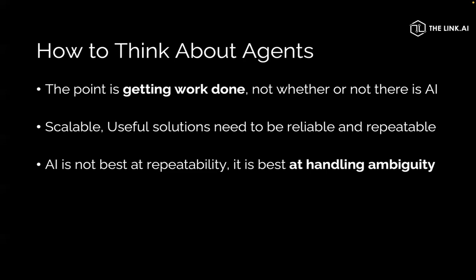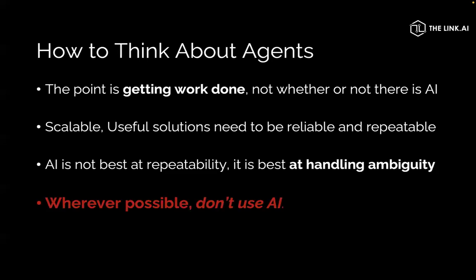Scalable, useful solutions need to be reliable and repeatable. I know that sounds like I've said the same thing twice, but making things reliable and repeatable means a lot of evaluation, a lot of hard work, a lot more than I think people appreciated until recently. And AI is not best at repeatability; it's best at handling ambiguity.